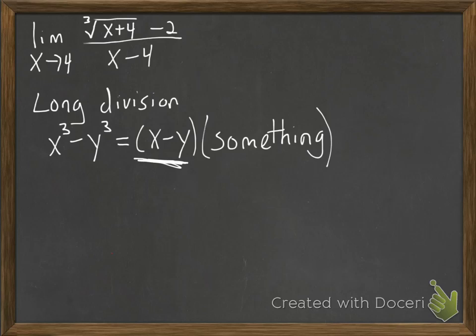And since I never trust my memory, even if I thought I knew what it was, I'd probably still go ahead and work it out just to be sure. And so to factor the difference of cubes, we just need to figure out what that something is. The key to figuring out that something is long division. So we're going to start with long division. I'm going to divide x cubed minus y cubed by x minus y.